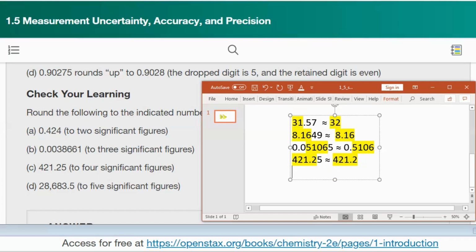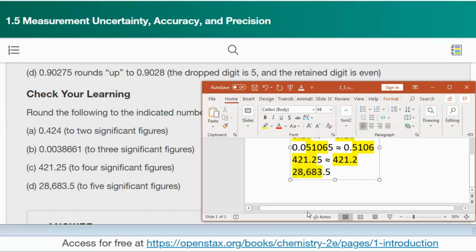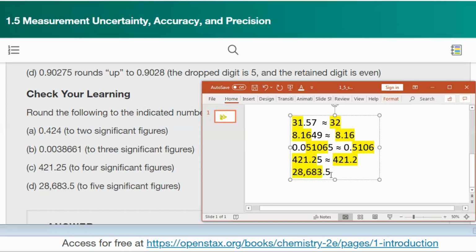And then finally, we have 28,683.5 and 5 significant figures. So we just start from the left and we go to the right. There are actually 6 significant figures. It wants it to round it to 5. I mean, there's 6 figures in this measure, and it only wants 5 significant figures.